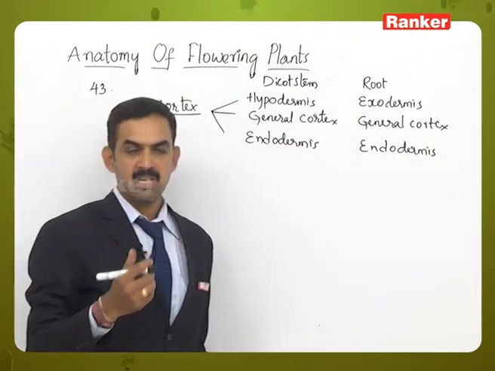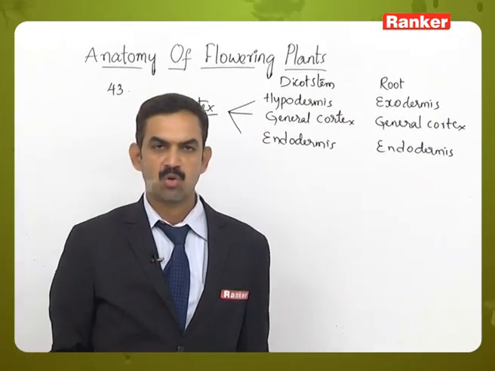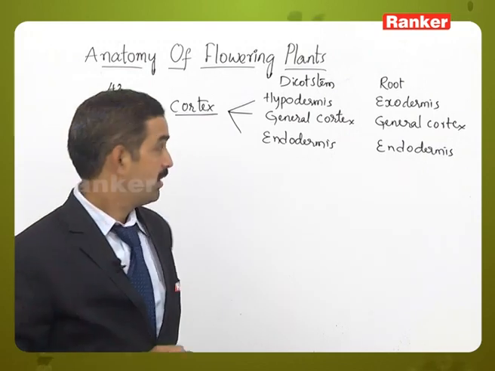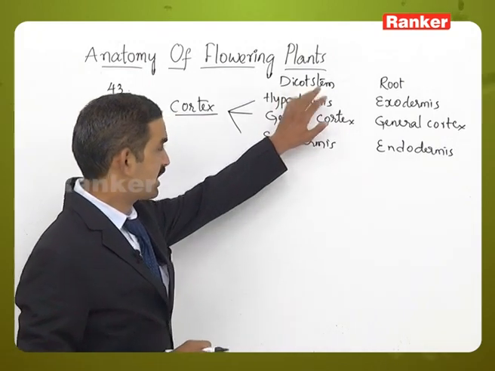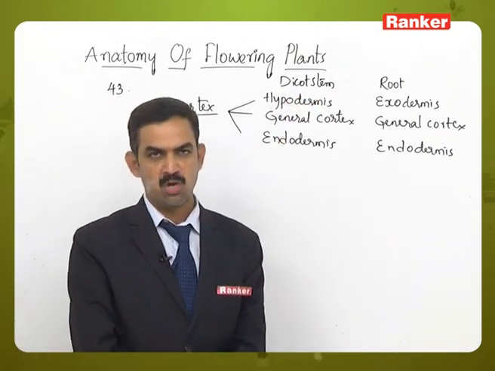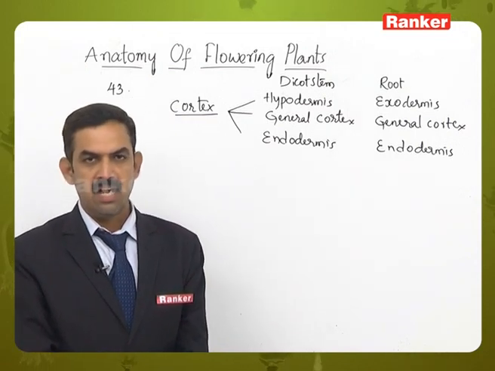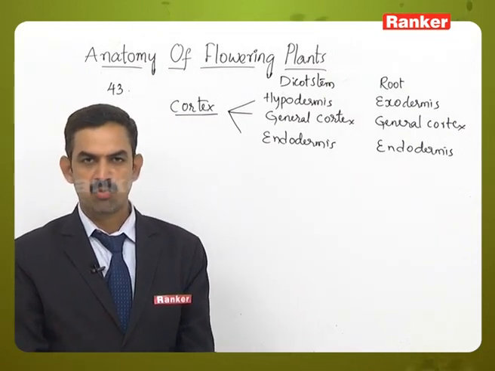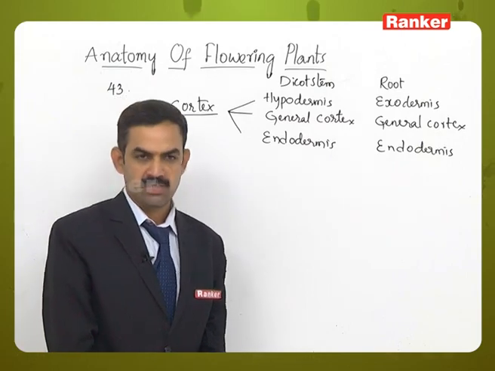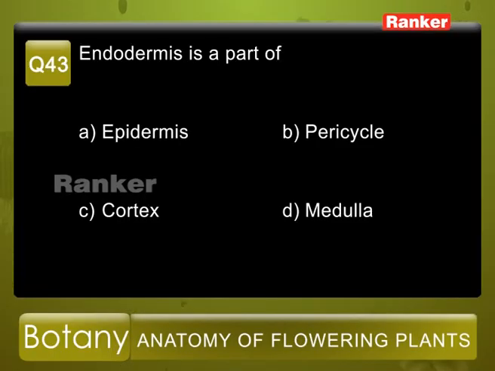One more thing, endodermis is seen in monocot and dicot plants, particularly in the dicot stem and the roots of monocots and also in dicots. And endodermis is considered to be the innermost part of the cortex. So, from the given options we can say that option C is the correct answer.